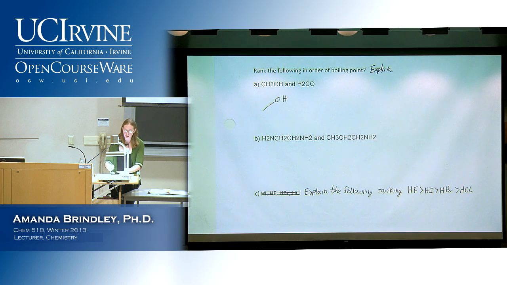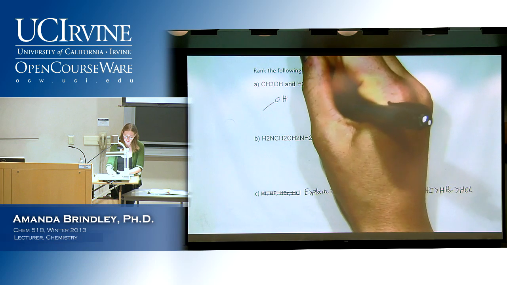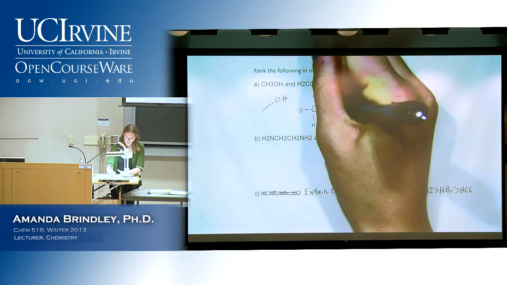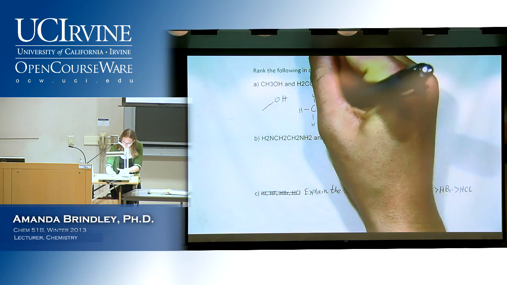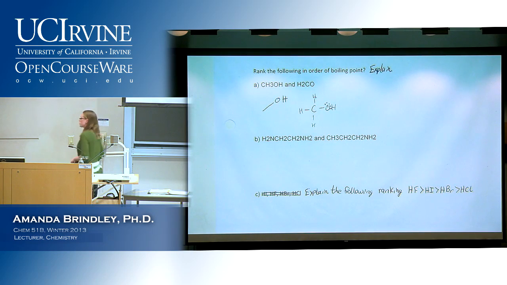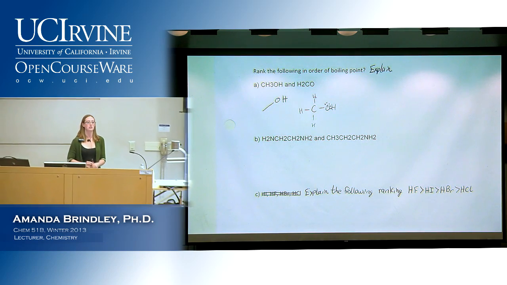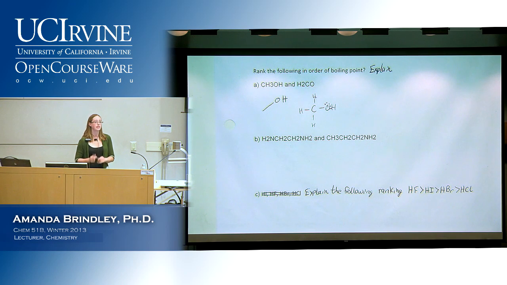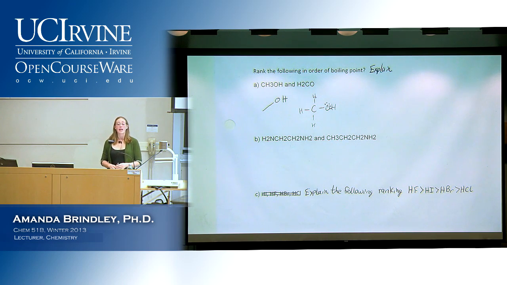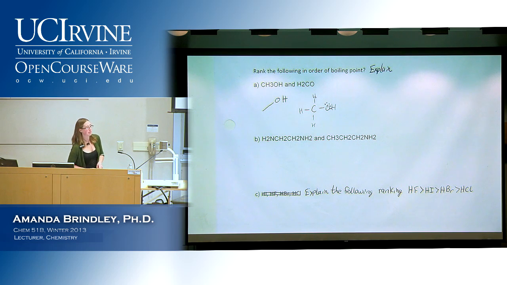What's another way of drawing it? You can draw it like this. Make sure you know how to draw both ways. If you draw a Lewis structure, do you have to include the lone pairs? Yes. If you draw a line structure, do you include the lone pairs? No. If I draw you a line structure and ask you to tell me things about it, am I going to draw in the lone pairs?